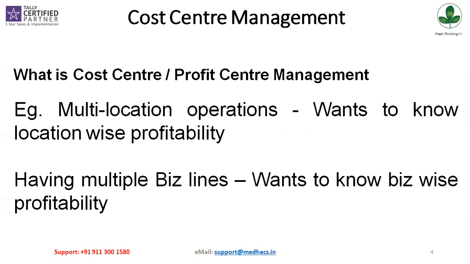The second example is having multiple business lines. A business operating out of one location or multiple locations, on multiple business lines. For example, a business is into computer hardware as well as travel and tourism, as well as manufacturing provisional items, like food items. Computer hardware is one line of business, travel and tourism is one line, and manufacturing of food items is one line. All three lines they maintain in one single Tally. If they need to know business-wise profitability, cost center will help in managing that.